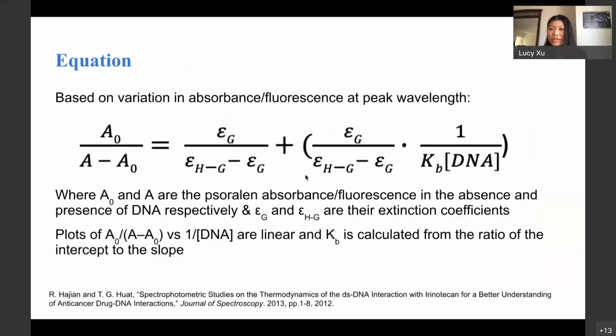And this is the equation to determine the DNA binding constant, and this is based on the variation in absorbance/fluorescent at the peak wavelength of the corresponding molecule. And the plots of A0 over A minus A0 versus 1 over DNA will be linear, and the DNA binding constant can be calculated from the ratio of the intercept to the slope.